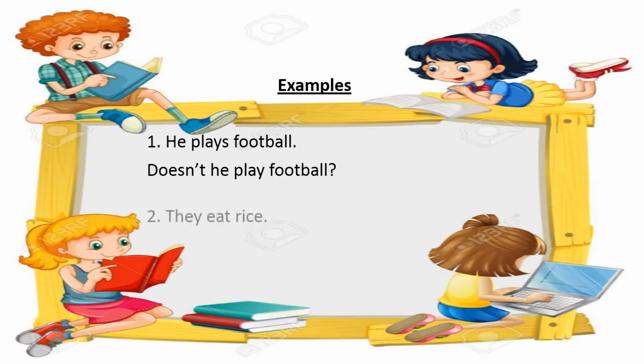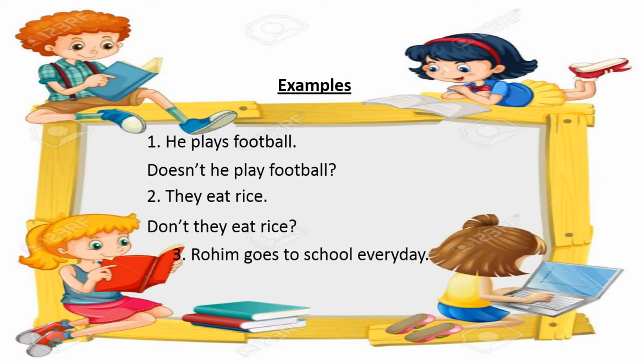You have to remember. They eat rice. Here the subject is they, which is third person but not singular number, so you have to use do. So, don't they eat rice? Next one: Rohim goes to school every day. Here the subject is third person singular number, so you have to use doesn't. So, doesn't Rohim go to school every day? That is all.